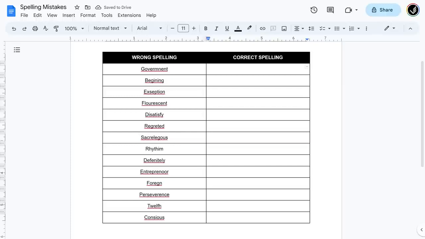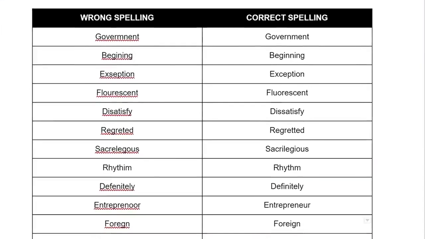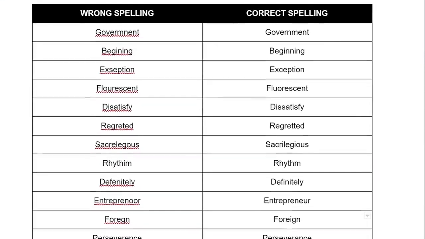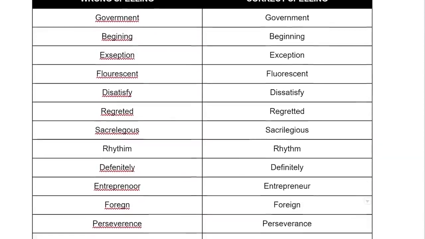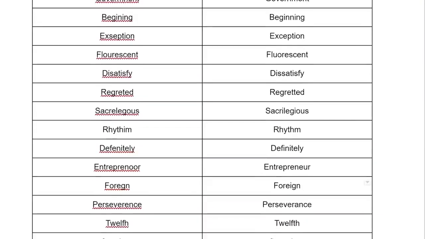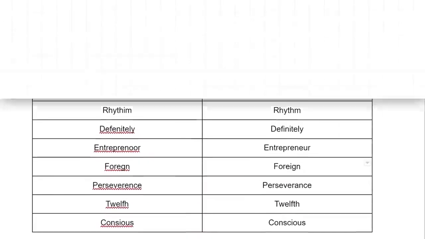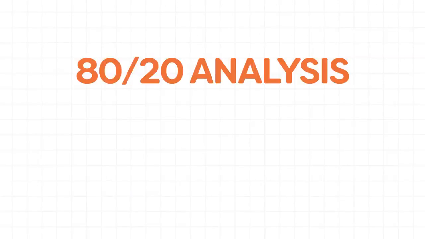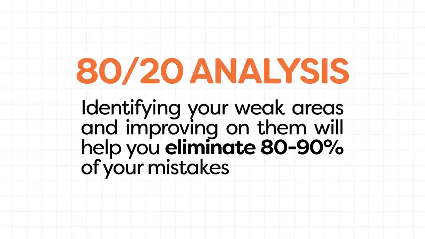So if you need to improve your spelling, every time you make a spelling mistake, note it down and then write the correct spelling beside it. And what you will start to notice are patterns. You'll start to notice particular types of words or individual words that you just have a problem spelling. Then you can do an 80-20 analysis on that. Are there words, or types of words, that every time you spell them, you make a mistake? If you improve that weak area, you're eliminating 80-90% of your mistakes.